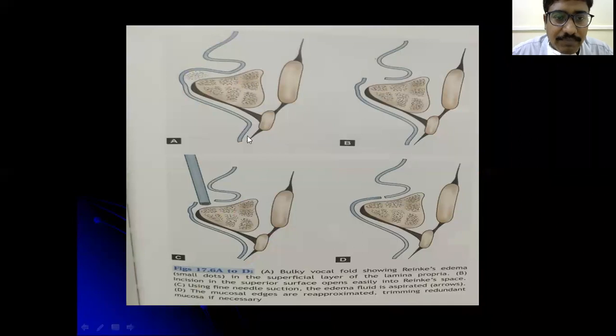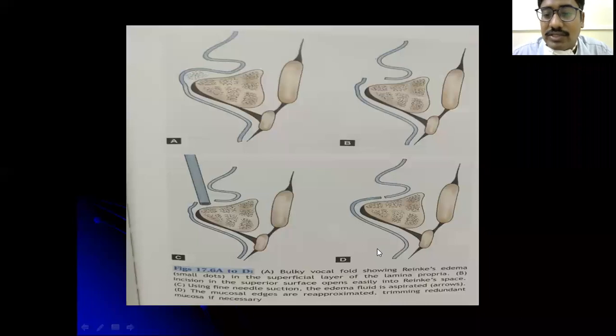This is the epithelium, squamous epithelium. This is a subepithelial space which is called Reinke's space. You have given an incision in the subepithelial space, and you have kept a suction cannula, and you have sucked out all the edematous tissue. After that, you have trimmed the excess epithelium and draped it over. The remaining epithelium is draped over the raw surface. This surgery is called decortication surgery in Reinke's edema.